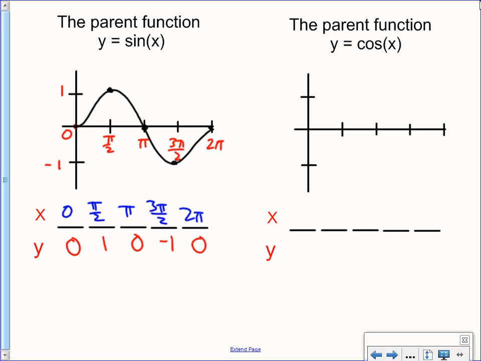Cosine. Take a look at that. It's the same big 5, except cosine starts at 1. So it goes 1, 0, negative 1, 0, 1. So if you take a look at the parent function of cosine, again, it's the same big 5 angles. We got 0, pi over 2, pi, 3 pi over 2, and 2 pi. But this time, cosine starts at 1, and then goes down to 0, negative 1, 0, and then 1. So 1 and negative 1, 0, pi over 2, pi, 3 pi over 2, and then 2 pi.